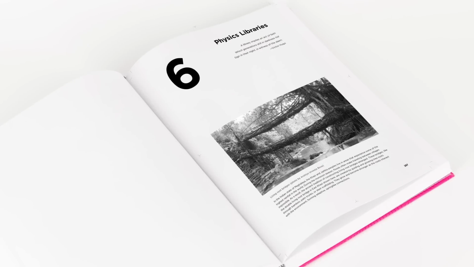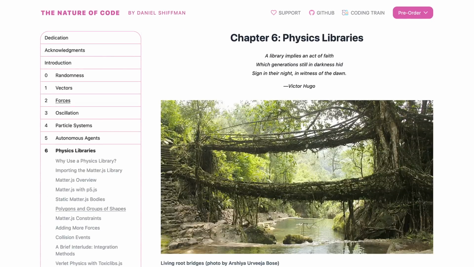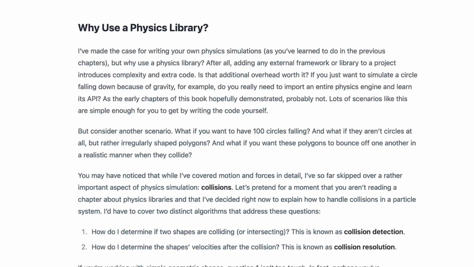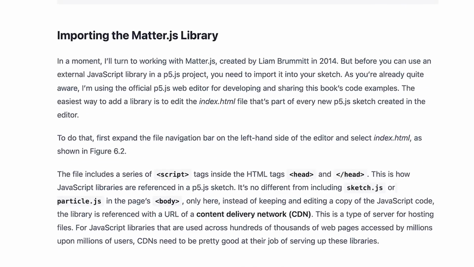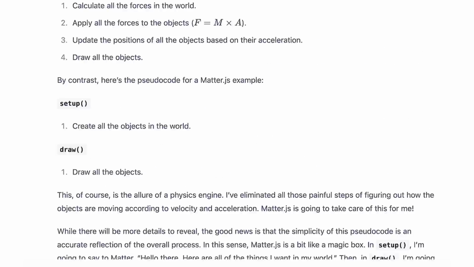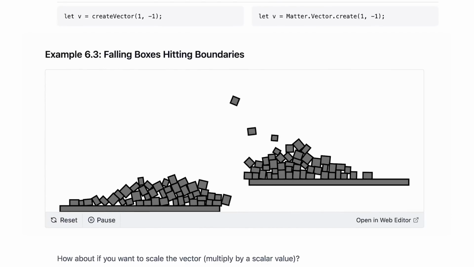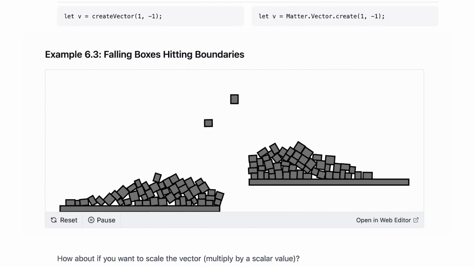There is a part of the book where I stop and look at what it means to use a third-party library. There are a variety of reasons why you might want to use a physics library or not. But in the book, I make the argument that a key reason to use another physics library is if what you need in your p5.js sketch is rigid body collisions.